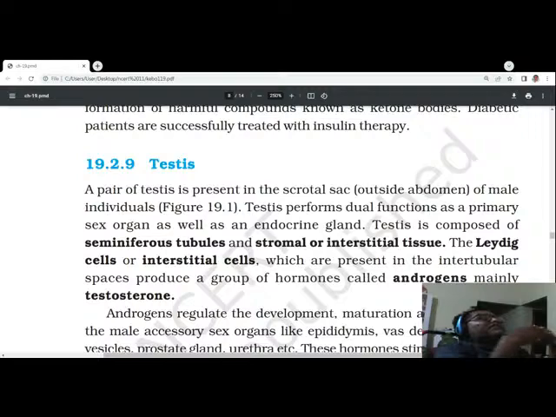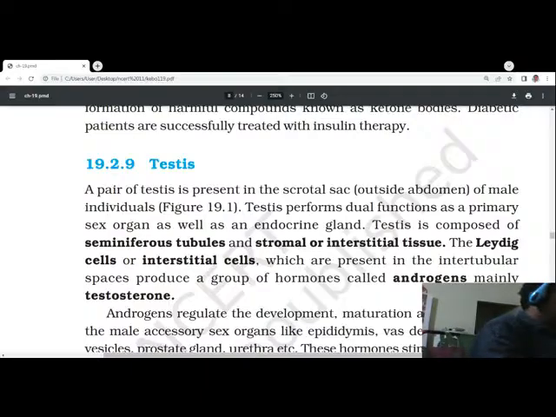Now we are discussing the endocrine glands. The testis is also one of the important glands that act as an endocrine gland. The testes are the male reproductive sex organs.